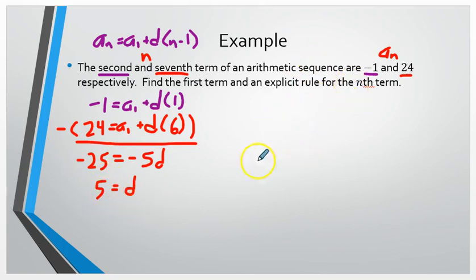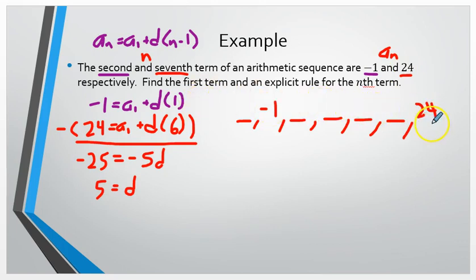So for my sequence, if I was to write this out, I had a blank space, and then I knew the second term was negative 1, and then I had a blank for the third, blank for the fourth, blank for the fifth, blank for the sixth, but then I knew that the seventh term was 24. That was the information they gave me as the sequence written out. They had filled in these two terms for me.